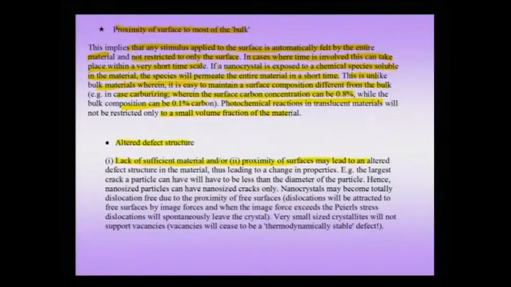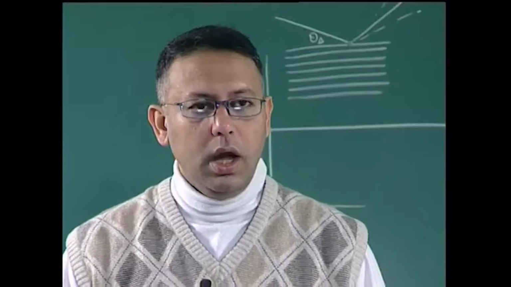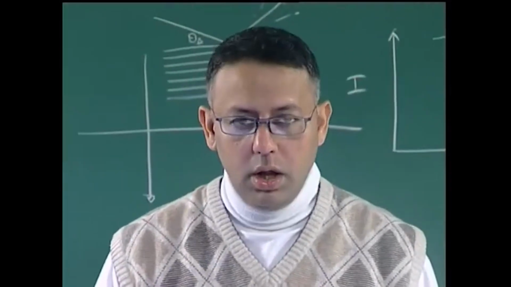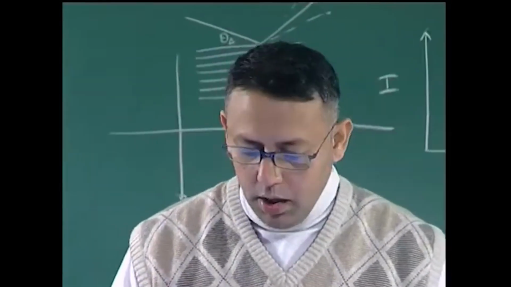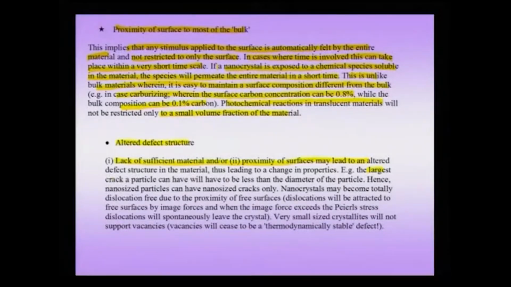So, these effects we have seen can actually lead to an altered defect structure in the material, and as you can see, if the defect structure is altered, then automatically you are going to have an altered set of properties, which is going to reflect in the performance of the material or the component which this material is used to construct. An example could be that the largest crack a particle can have has to be less than the diameter of the particle.